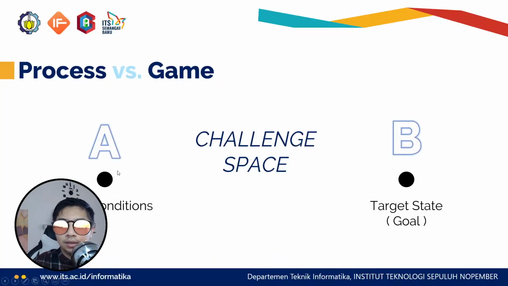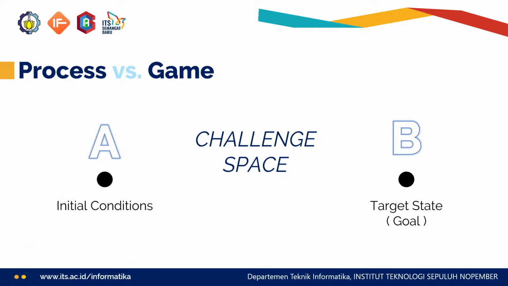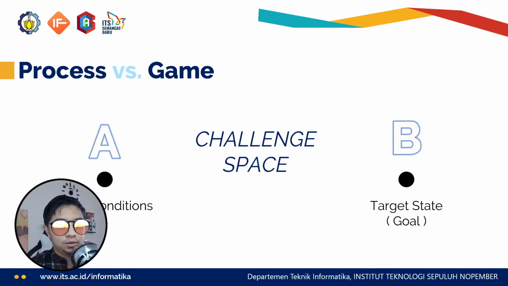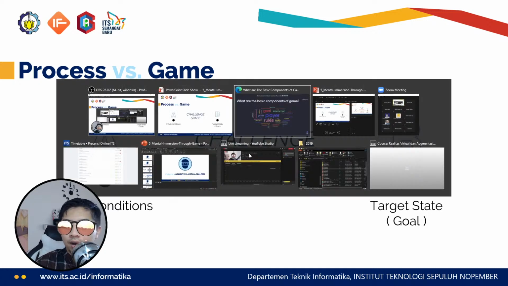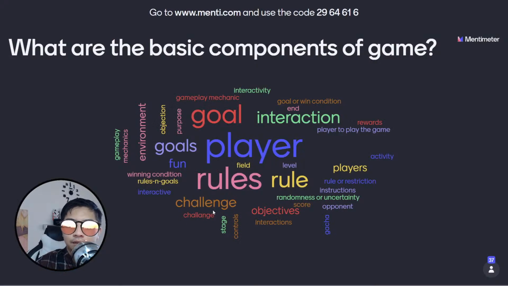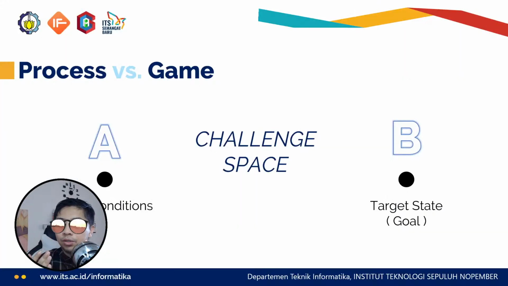So let's go back to the slide. Suppose that we have two conditions here, two states: the initial condition A and the target state or goal B. Sorry, maybe I blocked it, so this is the initial conditions, and on the right side is the target goal. Between the initial conditions and the target goal, we have a challenge space. I remember some of you mentioned the challenge here. Yeah, that's good. This is deeply related to the challenge, which is not a component but one of the aspects within the game. Okay, and we will talk about that here.